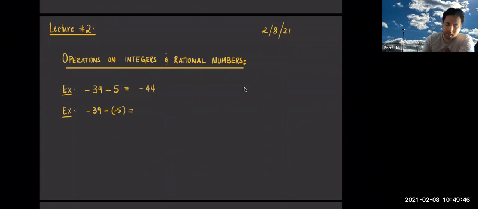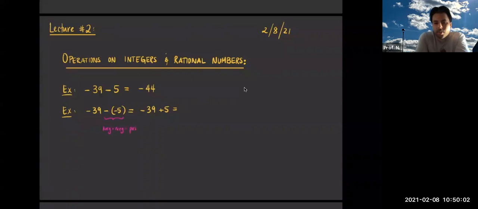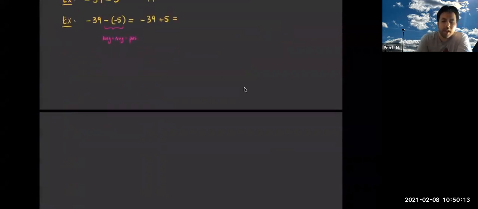Negative 34. Good, because this becomes what? Negative 39 plus 5, right? When you have a negative times a negative, it becomes a positive. So this becomes a plus 5, and negative 39 plus 5. Well, one way to consider that. So this is where some students may have some trouble. You can consider it in two ways.